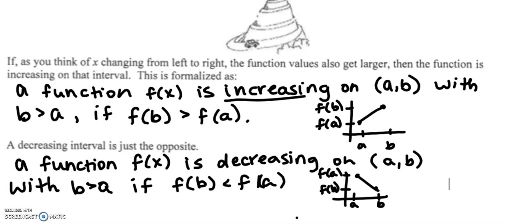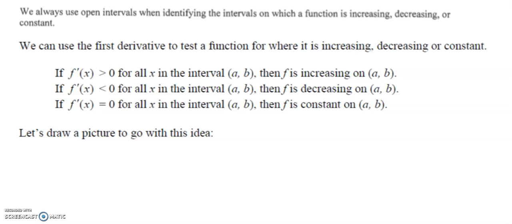So increasing, walking up the hill, decreasing, walking down the hill. All right, so we always use open intervals, like I mentioned, when identifying increasing and decreasing, and then your function also could be constant, where you just have a horizontal or a flattening out, right, where you're walking on flat ground. Well, since the first derivative represents slope, we can use the first derivative to help us figure out where a function is increasing, decreasing, or constant.